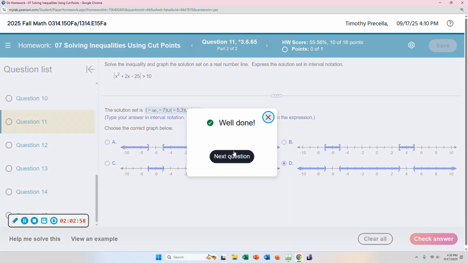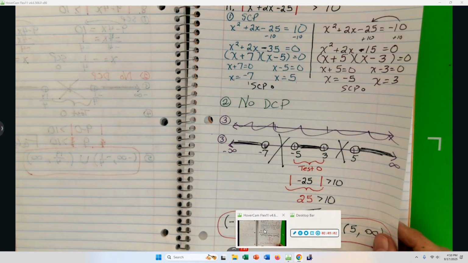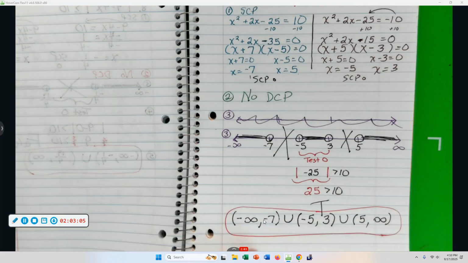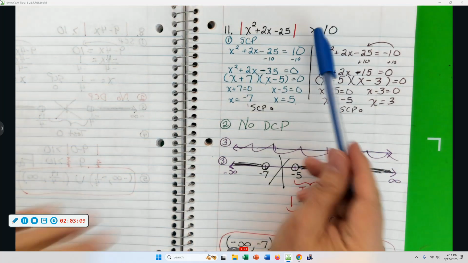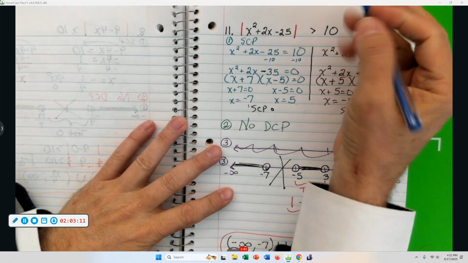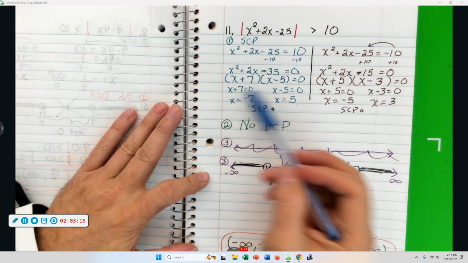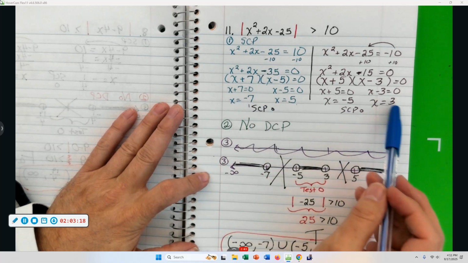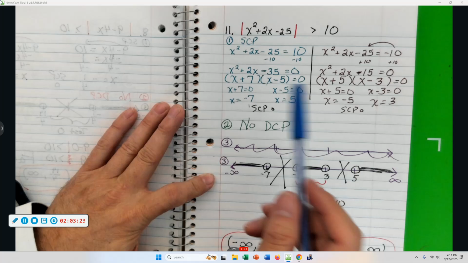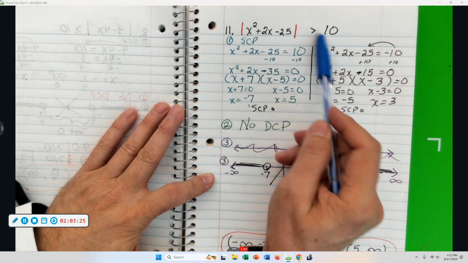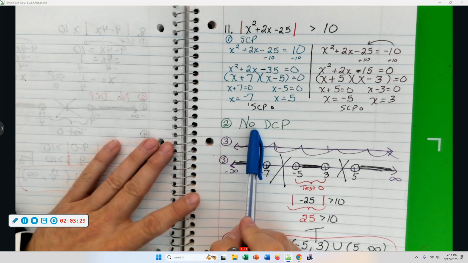I think we better do this next one also. But before that, there's something I want to point out. Suppose instead of saying greater than 10, this problem had said less than 10. Would we still have to do this first step, finding the solution cut points? That's the longest part of the problem, correct? Would we still have had to do that even if that had been a less than? Yeah. We would have still said no denominator cut points.